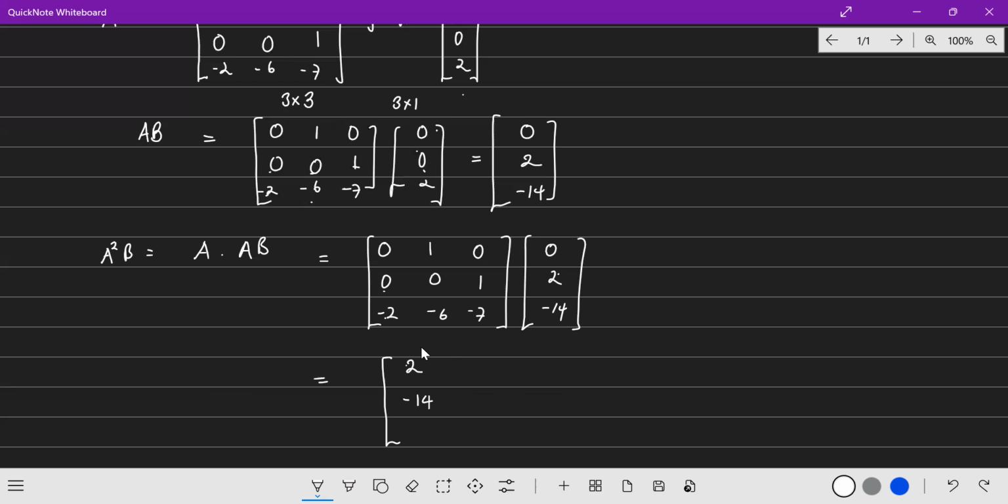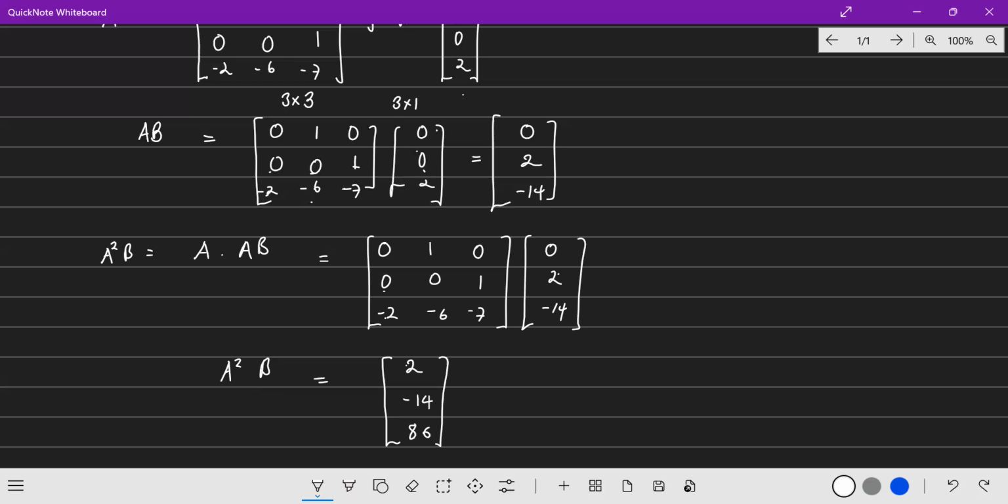Okay, -6, this is -12, plus 7 by 14, right? 7 by 14. So that is 86, isn't it? So this is A squared B, right? Okay, so that is our A squared B.